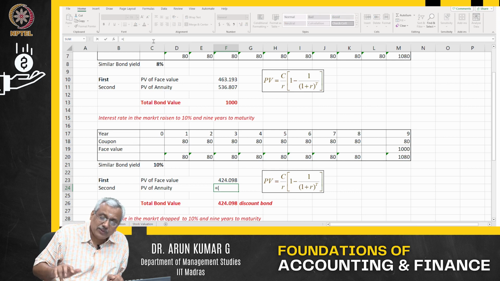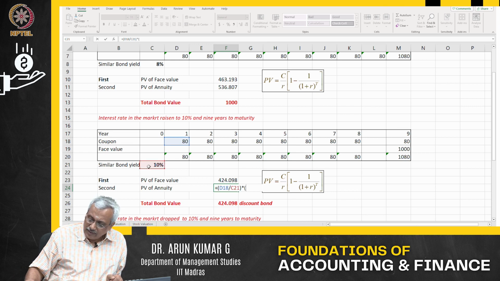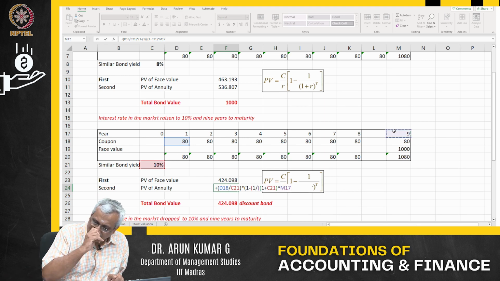Let us look at this particular case. My coupon is $80. My expected return is 10%. So it is C divided by 10% into 1 minus 1 divided by 1 plus 10% to the power of 9, because my number of years is only 9, as 1 year has already lapsed when I bought this bond. And then I close it.